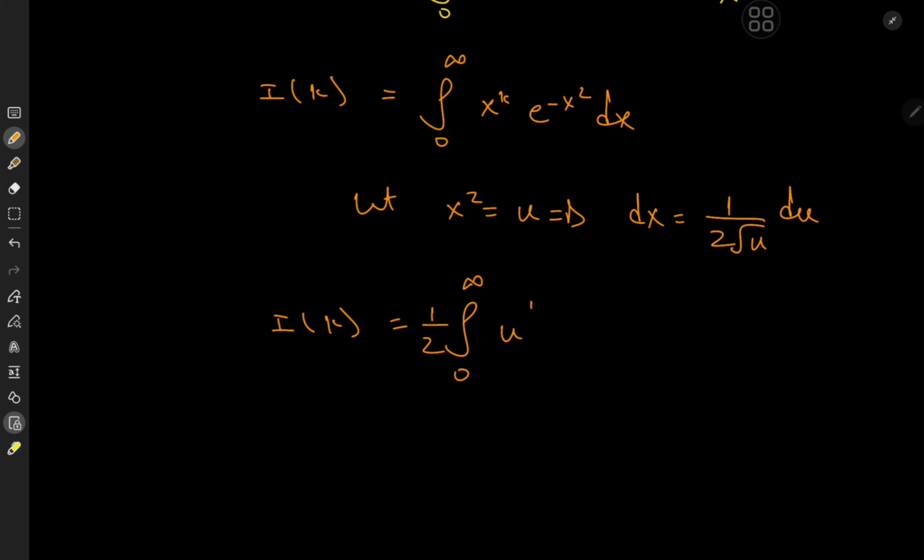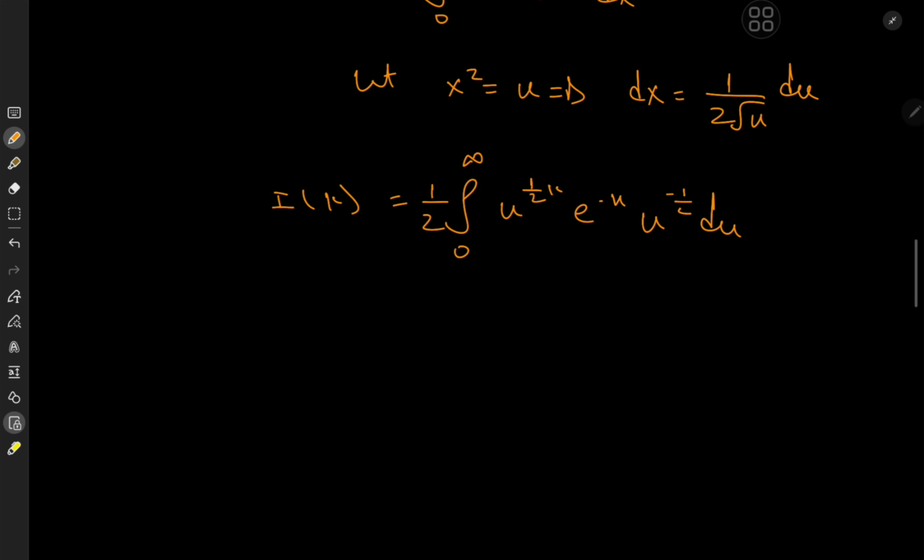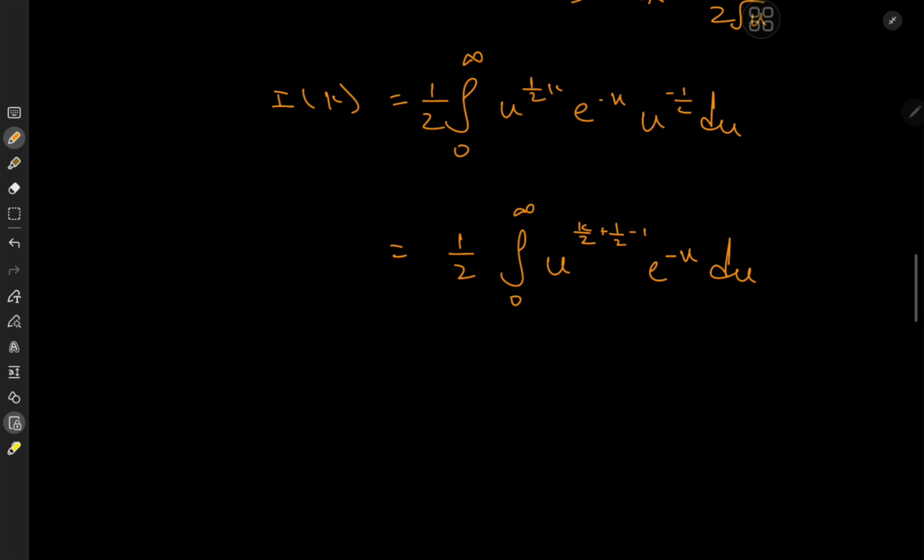Then we have u to the 1/2 times k times e to the minus u times u to the negative 1/2 du. I'll multiply out the u terms to get 1/2 times the integral from 0 to infinity of u to the k over 2 minus 1/2 times e to the minus u. And k over 2 minus 1/2 actually equals k over 2 plus 1/2 minus 1. And now we recognize this as the gamma function, specifically the gamma function evaluated at 1 over 2 times k plus 1/2. Okay, cool. So that's I of k.